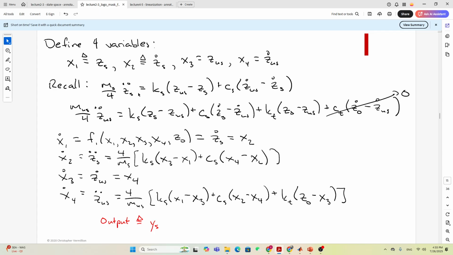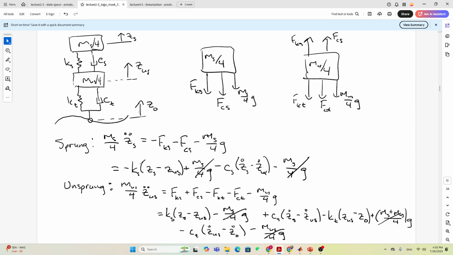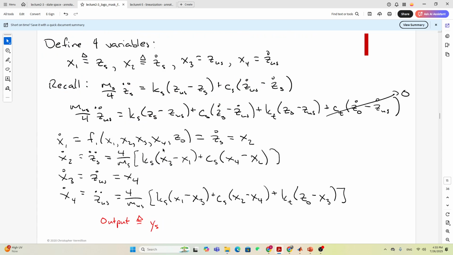If we recall our equation of motion from the previous one, so let's go back to the previous one, right? If you go back to the previous one, we can see that we have second order z of s double dot, right? Z of s dot is x2. So z of s double dot is x2 dot, right? So if we go back to here, then we will be able to translate it quickly.